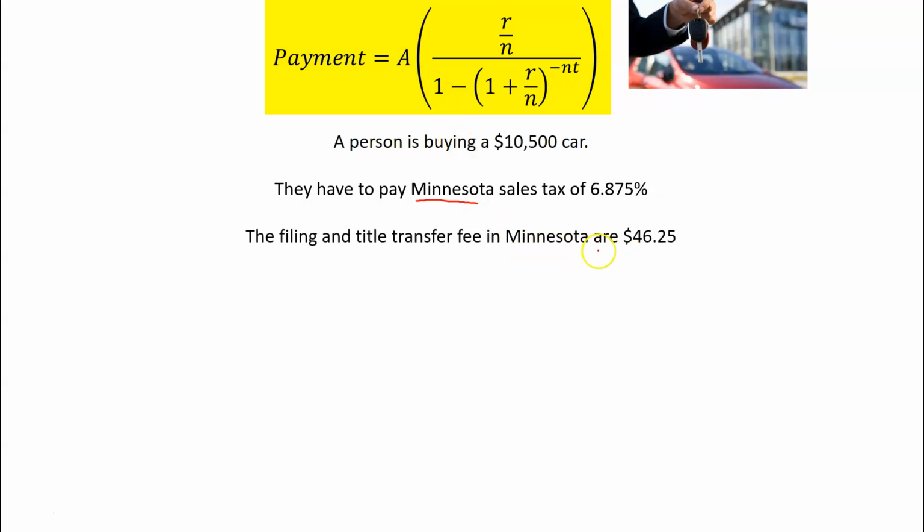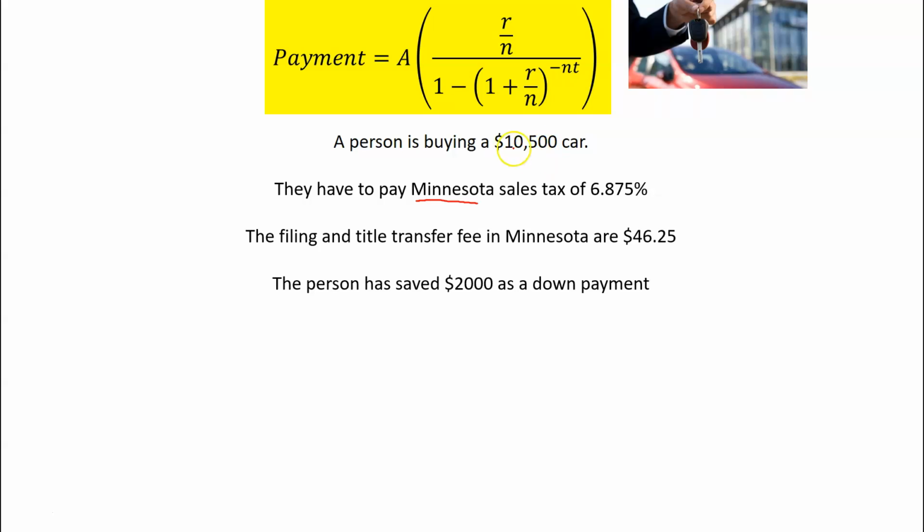There's also, in Minnesota and in most states, what's called a title and transfer fee. Most people throw that into the loan as well. So $46.25. But a lot of times people have money to put down as a down payment. In fact, most banks will require a down payment. And in this case, the down payment is going to be $2,000. So that would reduce the amount of the loan.